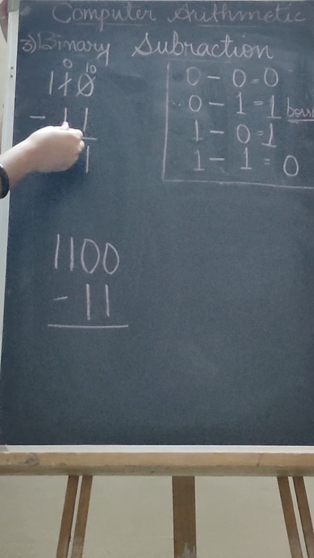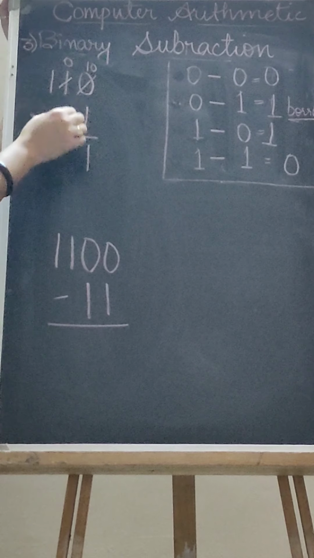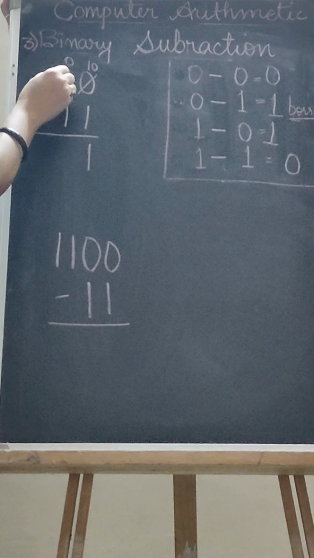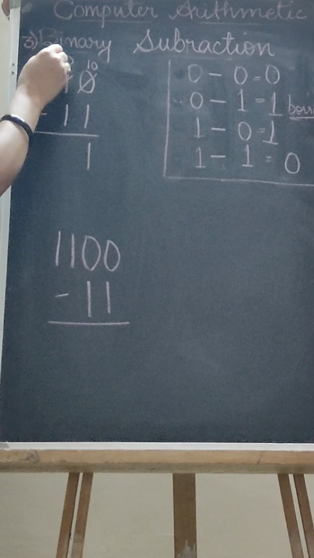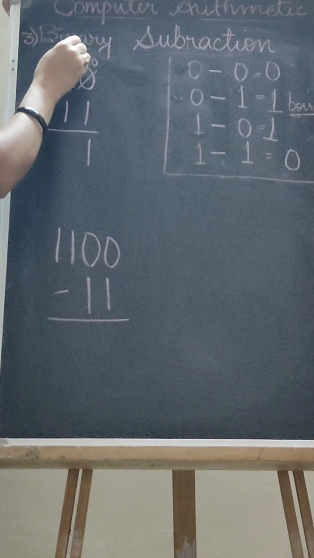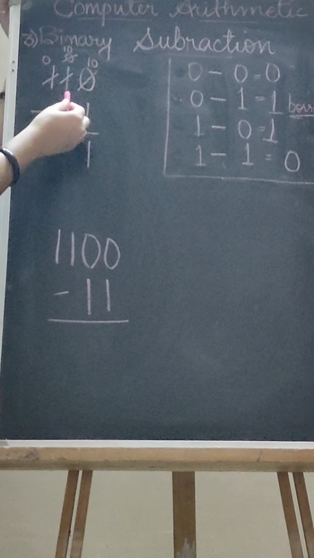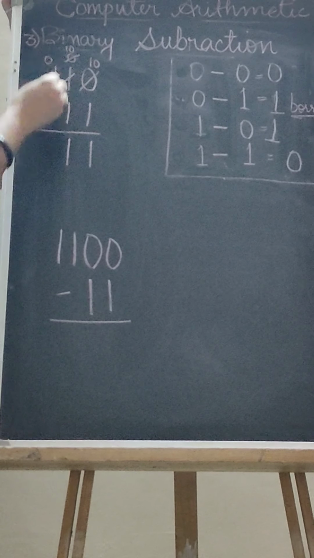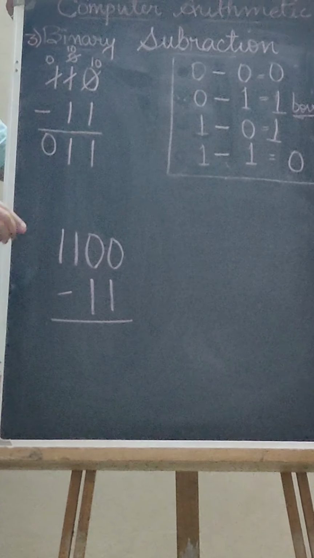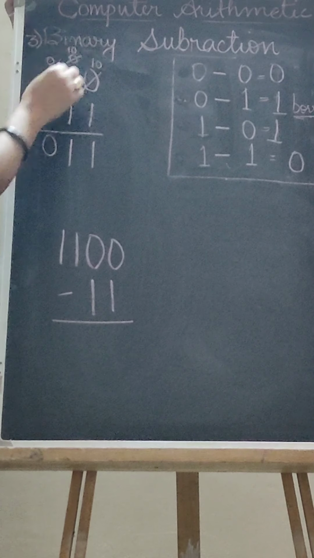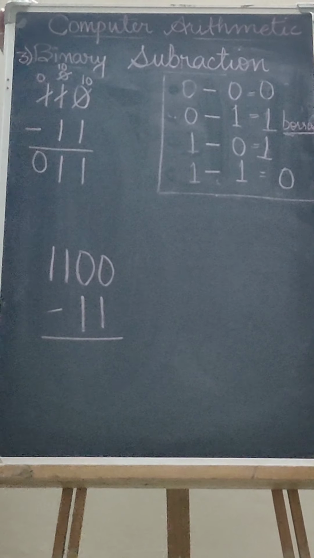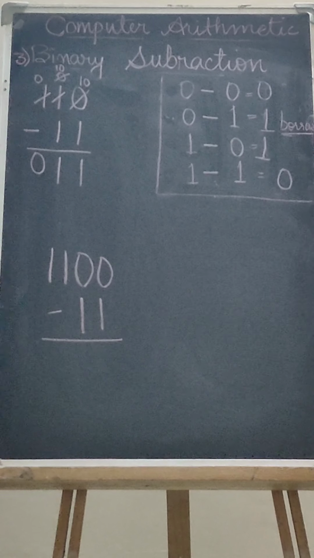Then 0 from 1, it is 1 from 0, it is again not possible. So take borrow from this, this will become 0 and this will become 1 0. Again 1 0 minus 1 is 1 and this is 0. Like this we can take borrow from the next digit. Now one more example is here.